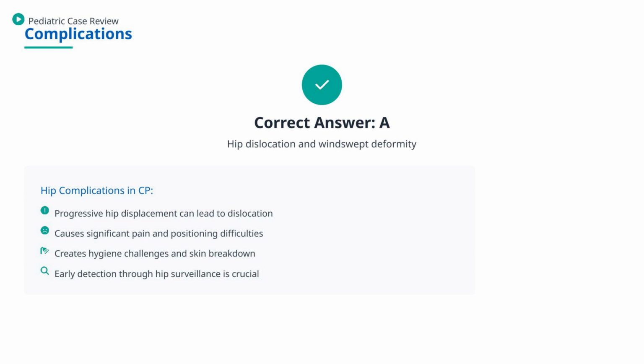Hip dislocation and windswept deformity. In non-ambulatory children with spastic quadriplegia, progressive hip displacement often leads to complete dislocation if untreated. This causes significant pain, difficulty with positioning, hygiene challenges, and eventually windswept deformity where both legs deviate to one side. Early detection through hip surveillance programs and timely intervention is crucial to prevent these serious complications.